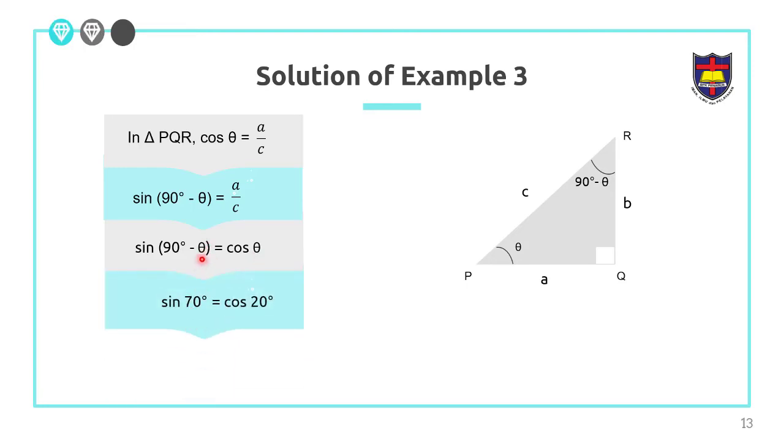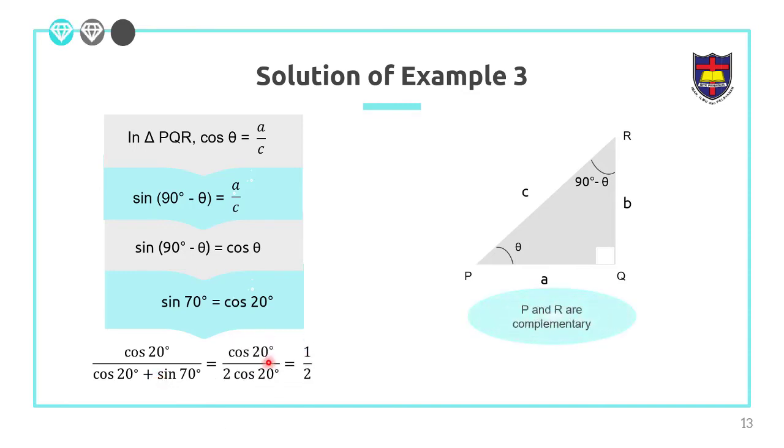Substitute theta with any value, for example 20, then you get sine (90 minus 20), which is sine 70, equals cos 20, because theta is 20, right? We will substitute the value of sine 70 here with cos 20. So we have cos 20 over 2 cos 20. This equals a half.